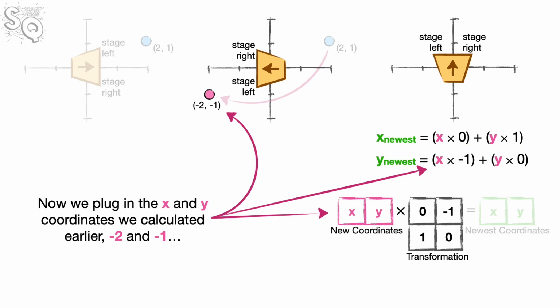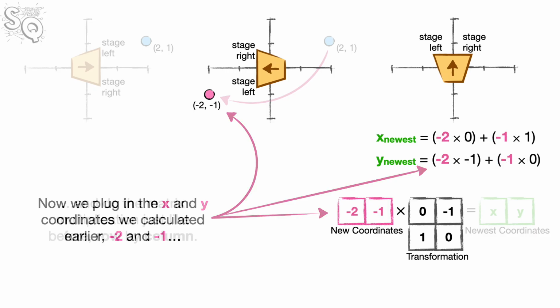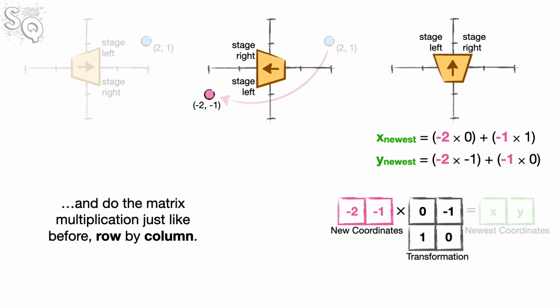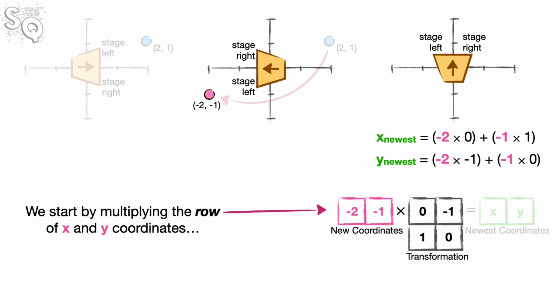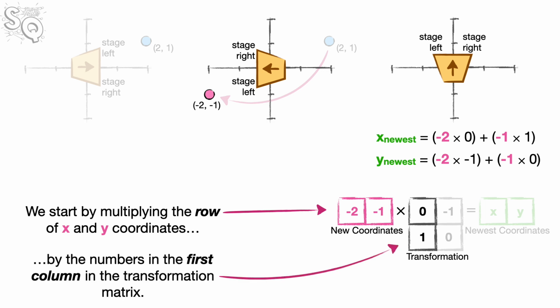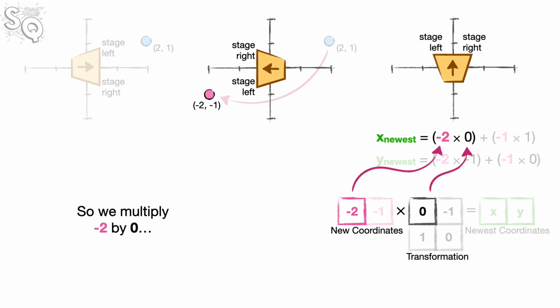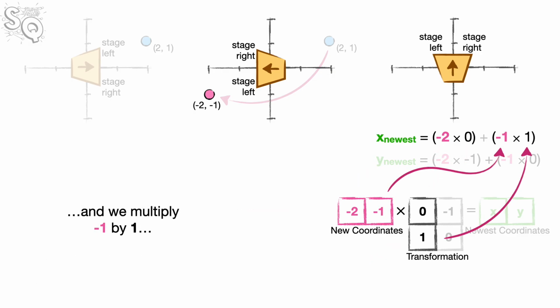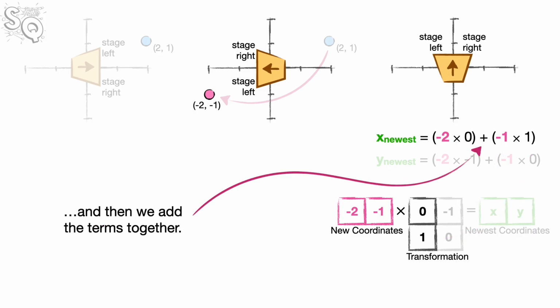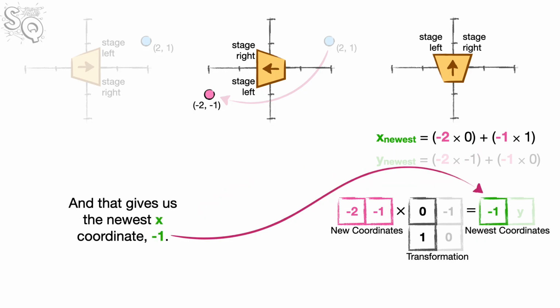Now we plug in the x and y coordinates we calculated earlier, -2 and -1, and do the matrix multiplication just like before, row by column. We start by multiplying the row of x and y coordinates by the numbers in the first column in the transformation matrix. So we multiply -2 by 0, and we multiply -1 by 1. And then we add the terms together. And that gives us the newest x coordinate, -1.